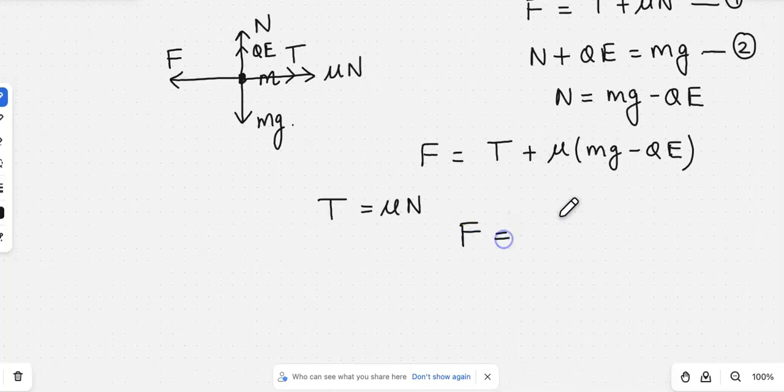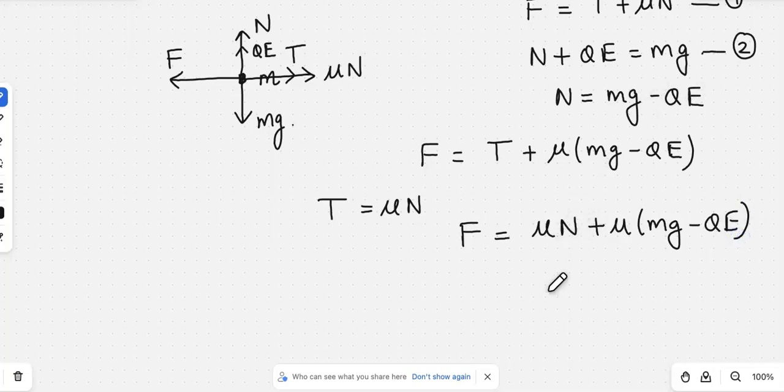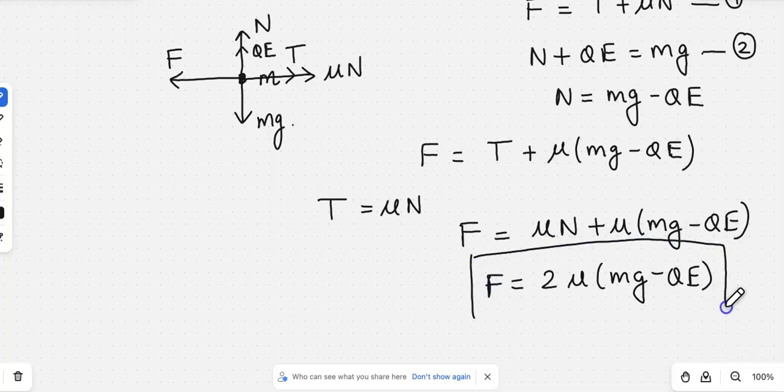So F is equal to mu times N plus mu times (mg minus QE). Now N is again mg minus QE. So this will become 2 times mu times (mg minus QE). That's what you get once you substitute N to be mg minus QE. This is your new force. Okay.